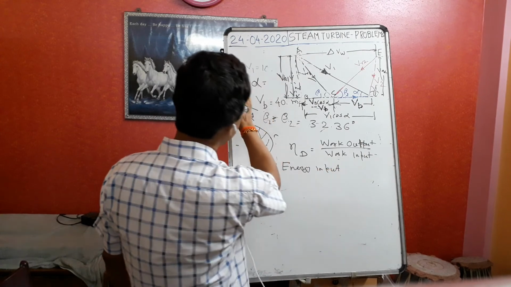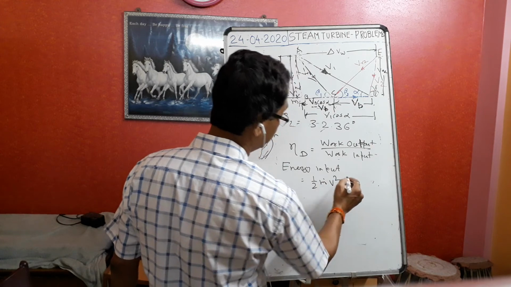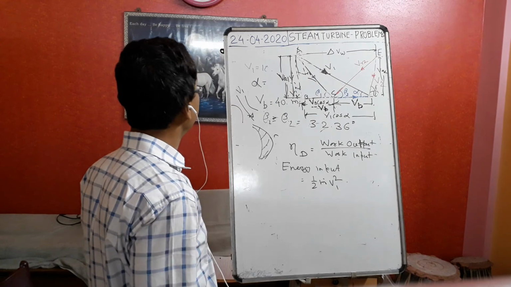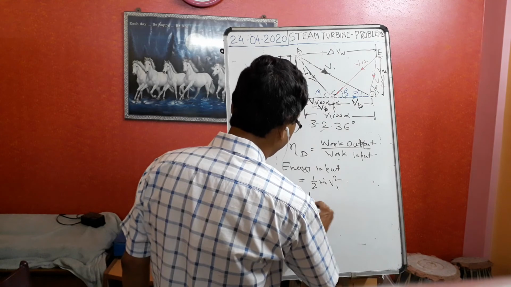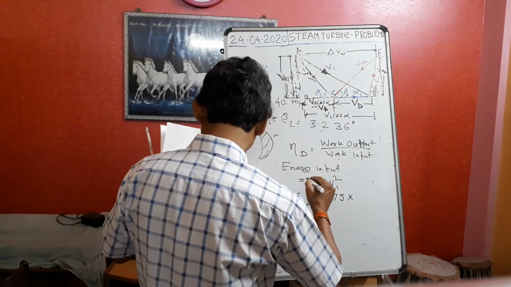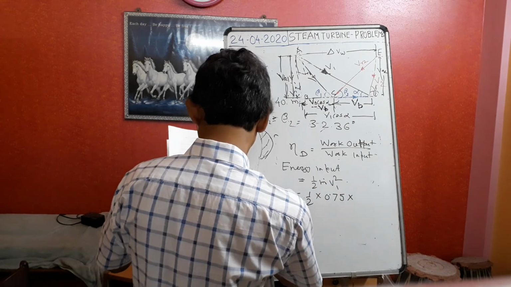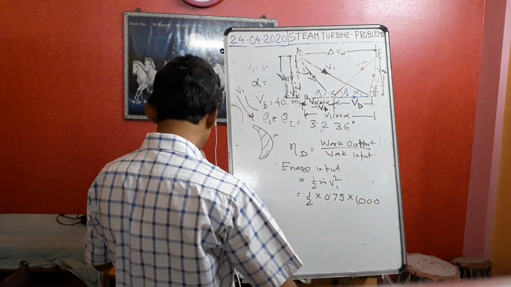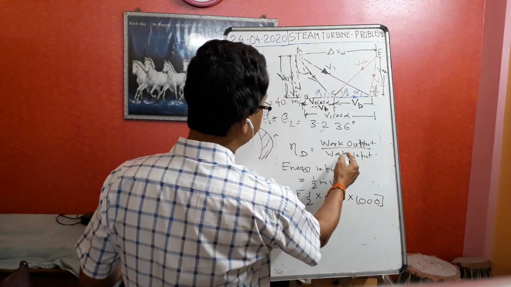কত ছিল, কত এনার্জি নিয়ে আসছিল স্টিম? হাফ m dot v square, half m dot v1 square. So much of energy it was coming. So half m dot কত ছিল? 0.75. V1, what is the velocity? Velocity কত ছিল? 1000 না? So velocity was 1000. So this is our energy input. What is our energy output? Work output.